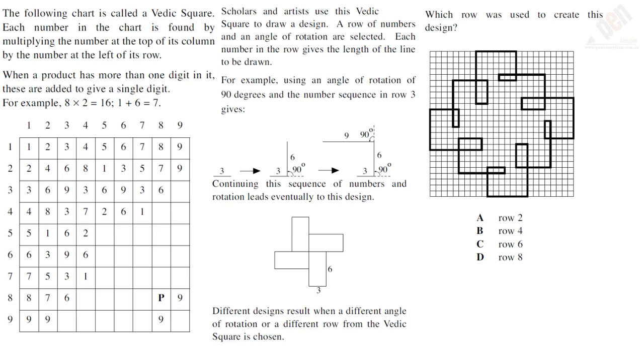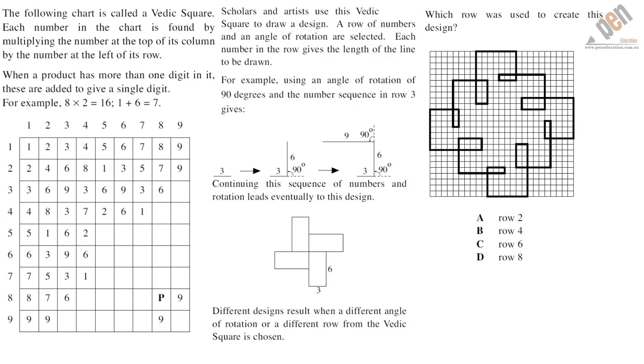The following chart is called a Vedic square. Each number in the chart is found by multiplying the number at the top of its column by the number at the left of its row. When a product has more than one digit in it, these are added to give a single digit.